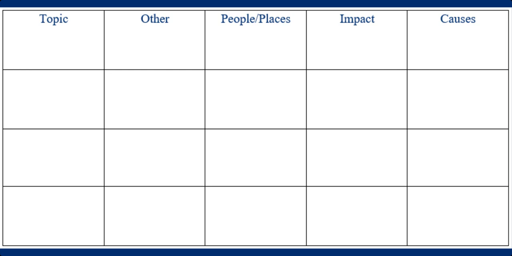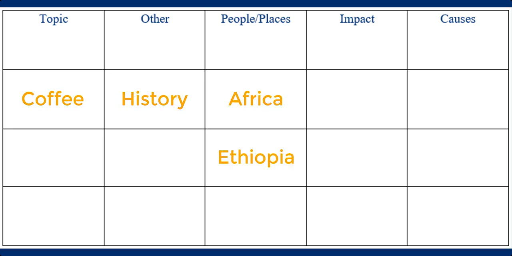So topic. Our main broad topic is coffee. Other things that have to do with what we're looking for. History. We are looking for the history of coffee. People or places. Some of the places associated with coffee are in Africa, specifically Ethiopia. If we want to look at the modern history of coffee, we could look at specific companies that deal with coffee, like Folgers or S&D Coffee.